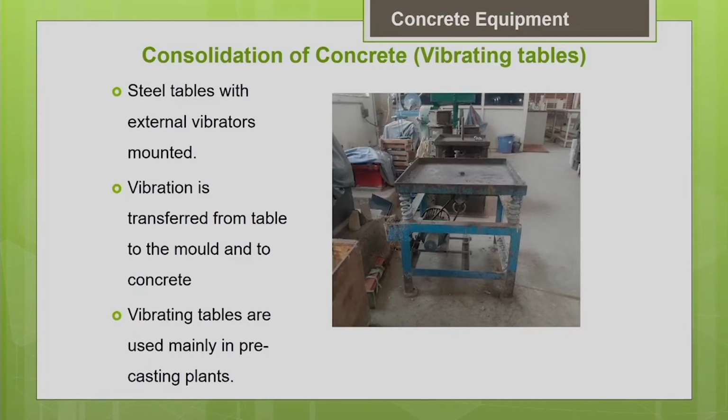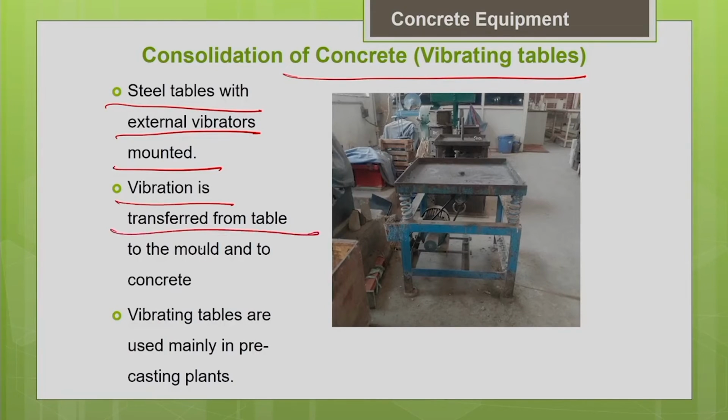And the next one is the use of vibrating tables for consolidation. Very commonly you could have seen these vibrating tables in the laboratories. In the concrete testing laboratories, you can see these vibrating tables, and they are also commonly seen in factories like precast factories. Basically, these are steel tables with external vibrators mounted. So, the vibrators are mounted, and now the table will vibrate.